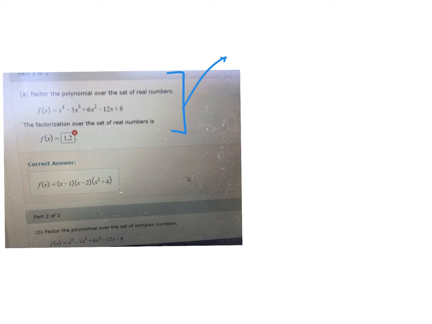All right, for this problem, we want to factor the polynomial. And so when we look at this, f of x is equal to x to the fourth minus 3x to the third plus 6x squared minus 12x plus 8. You could think about maybe trying to group or do something like that, but there's 5 terms. Normally when we group, we have only 4 terms.